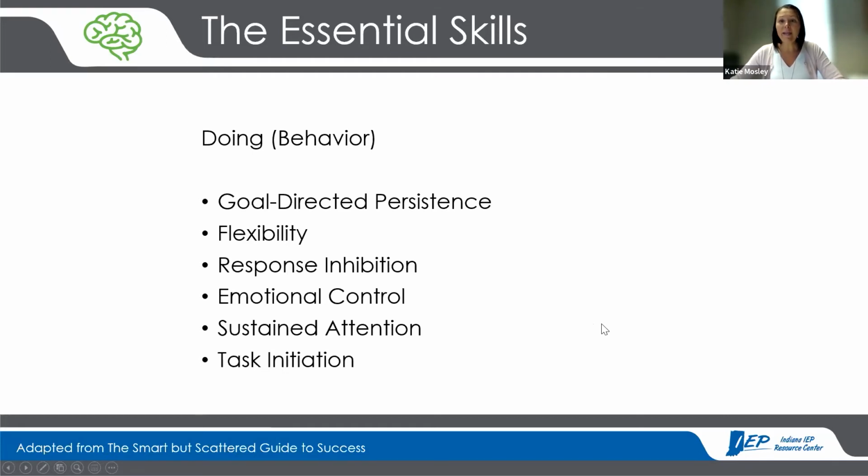The other section of executive skills is the doing, or the behavior: goal-directed persistence. Can we set a goal? Can we follow it? That cognitive flexibility, right? What happens when something out of the ordinary happens? How do we react? Are we able to adjust and get back on task? And how long does it take us to get back on task? Response inhibition, emotional control, and I'm seeing a lot of this in classrooms right now, is just that inability to handle emotions, sustained attention, and task initiation.